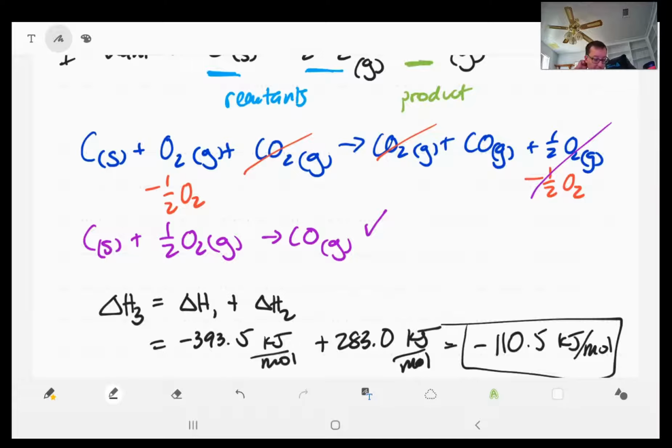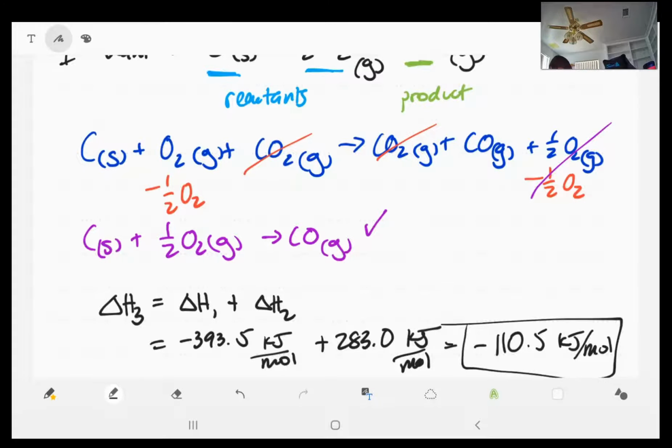And we're going to see sometimes you'll need to do more than one thing. In the last problem, we had to multiply one reaction by 2. In this problem, we had to reverse one reaction. Sometimes you'll need to do multiple things. And you can multiply by whatever you want, as long as you also multiply delta H by that number. So, let's do another one.